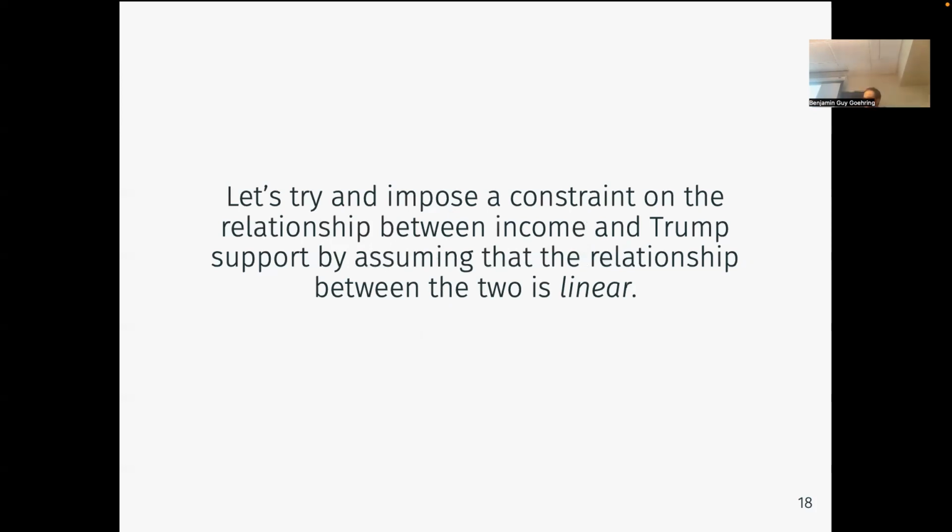So let's take a step back and impose a constraint on how we're thinking about this relationship between income and support for Trump. And we're going to assume, and this is a big assumption, that the relationship between the two is linear. All that means is that it can be characterized by a straight line. That has important real world implications, but just in terms of visually, it just means that we want to draw the conditional average as one straight line through the data, rather than a bunch of little things. Roller coaster.